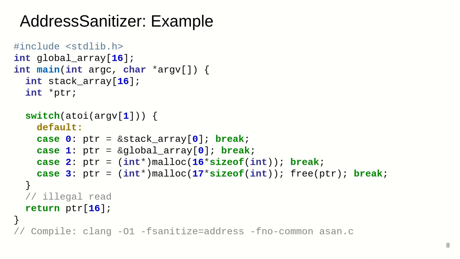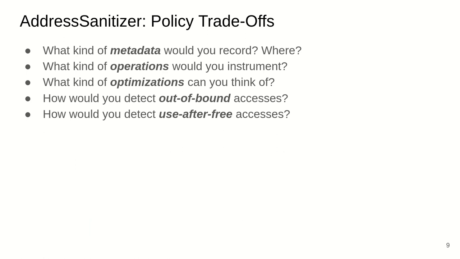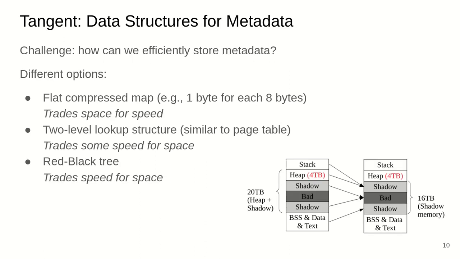something is wrong. Now, if you think about these policies, right, how would you implement AddressSanitizer? What kind of metadata do you need? Do you allocate this on a per object basis? Do you allocate this on a per pointer basis? Do you allocate this on a global address space basis? What operations do you instrument? What kind of optimizations can you think of, and so on? And then most importantly, how would you detect out-of-bound and use after free accesses? Think about this for a while, and let's get on a tangent on data structures for metadata.